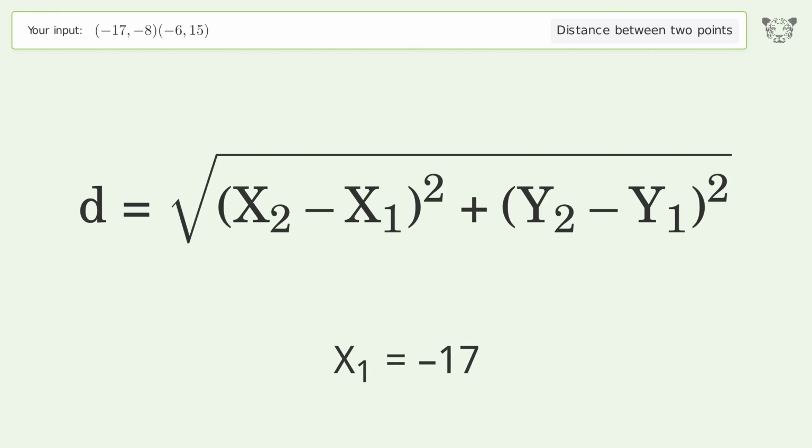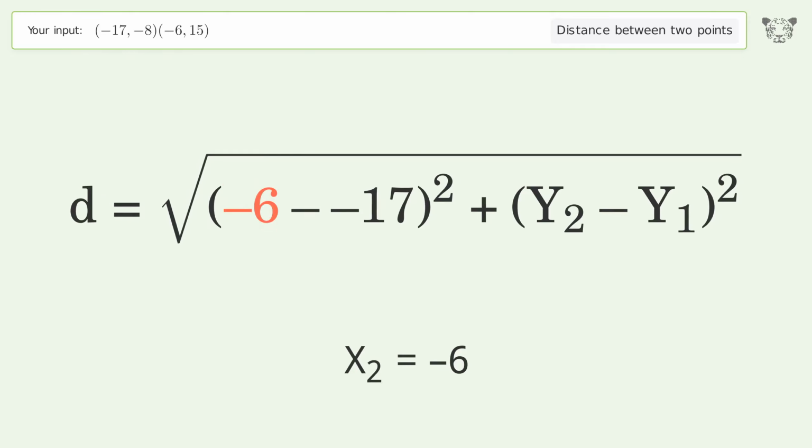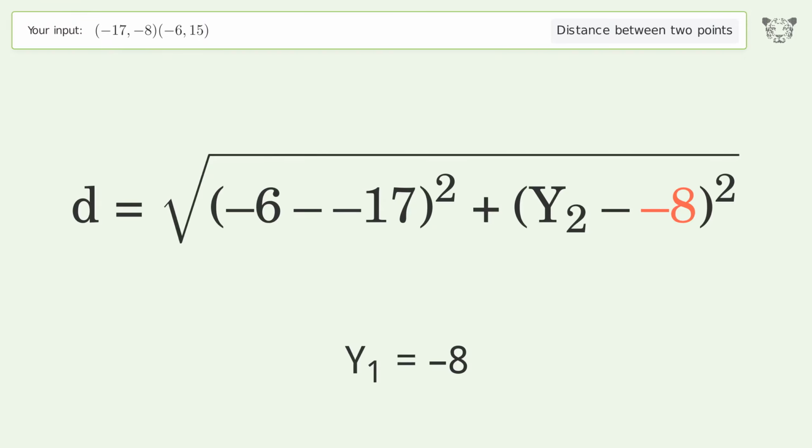x1 equals -17. x2 equals -6. y1 equals -8. y2 equals 15.